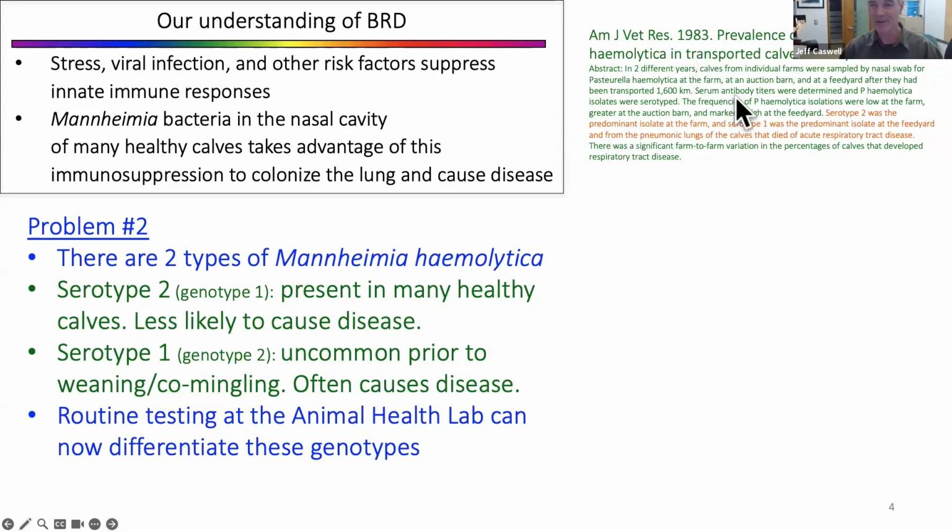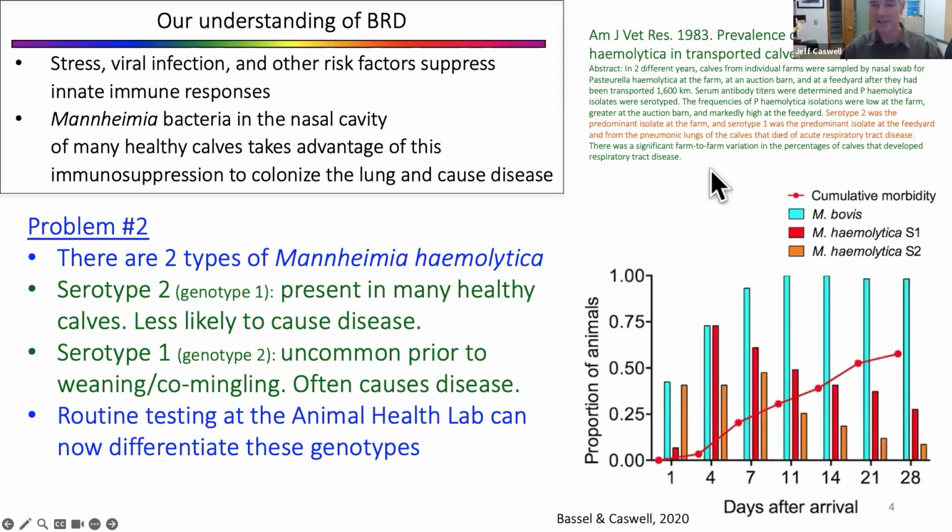So way back in 1983, this was identified. Serotype 2 was the predominant isolate at the cow-calf farm, and serotype 1 was the predominant isolate in the feedyard and from the lungs of cattle that had respiratory disease. And we've certainly seen that in our studies as well.